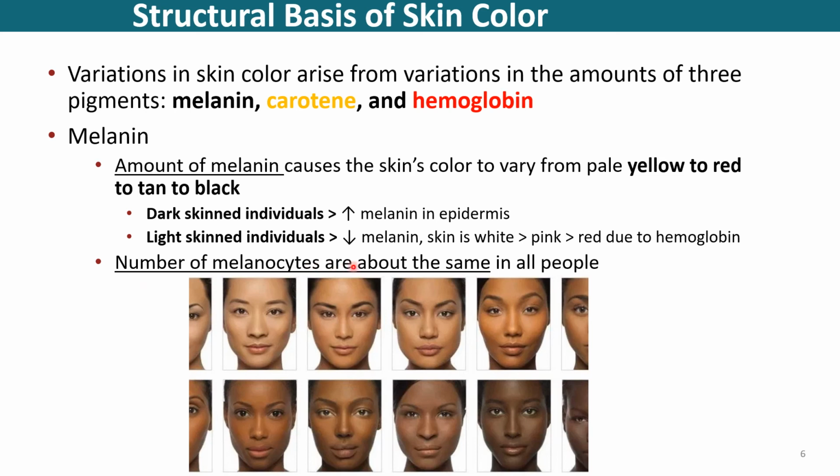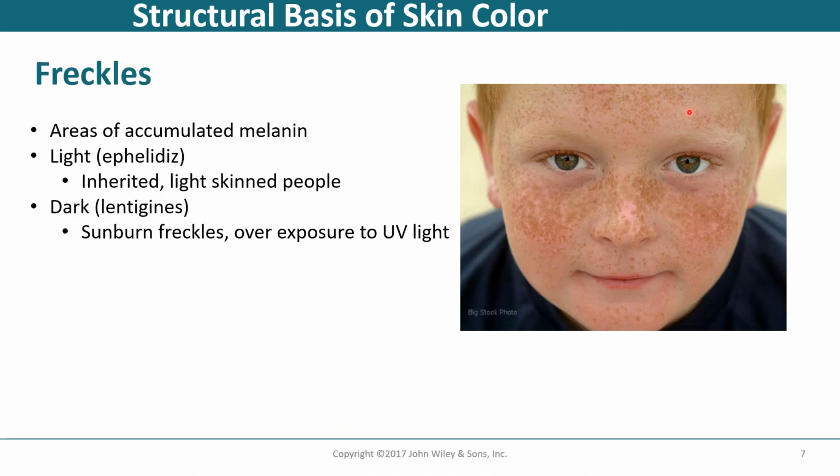So the number of melanocytes is the same whether someone is Caucasian or Black, but it's the amount of melanin made in those cells that makes the difference. Freckles are accumulations of melanin. I said that they can be orange to red, so that's what makes the red freckles. You can have two different types of freckles.